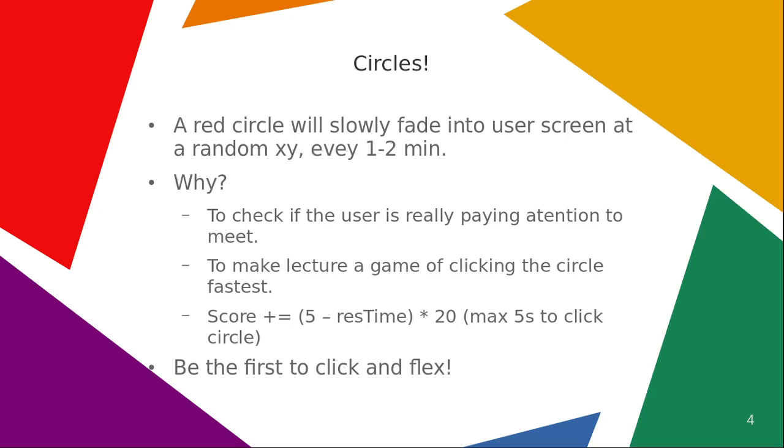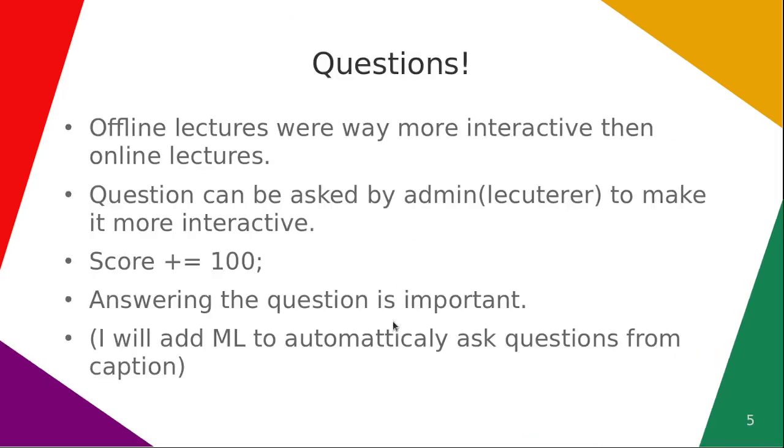The score calculated is 5 minus rest time. Rest time is the time taken by the user to click on the circle, multiplied by 20. The rest time starts after the client side gets the circle packet, not on the server side. So a slow network will also still have accurate timing of how much time the user took to click the circle.